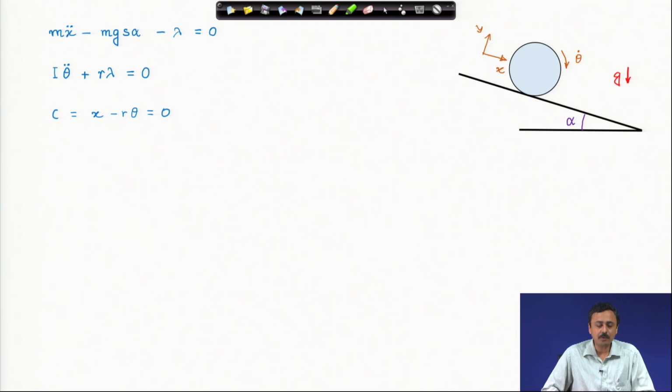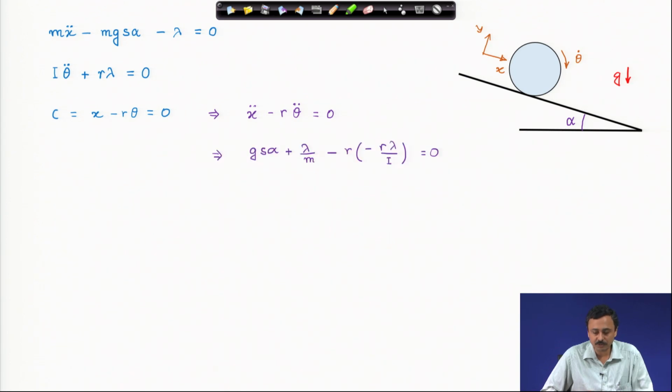What all do we have now in our hand? We have the equation of motion corresponding to the x coordinate, the first equation. The second equation is the equation of motion corresponding to the theta coordinate, and we have the constraint. We solve for the Lagrange multiplier. As usual, we start differentiating the constraint, use the equations of motion and solve for lambda, and this is what we obtain as lambda. This is our Lagrange multiplier.